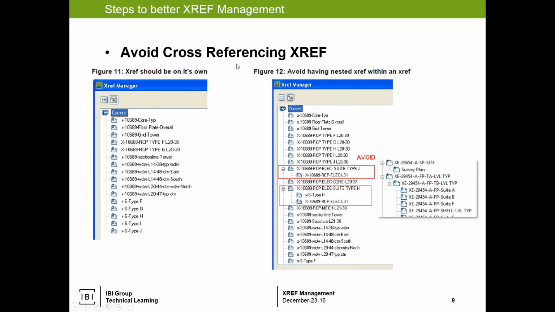Okay, avoid cross-referencing XREF, all right? XREFs should be on their own. For example, this is an older file. You notice that here, you should not have an XREF within an XREF, or an XREF within an XREF within an XREF. So this is pretty bad, okay? Because you're confused, you're not sure where it starts, and it makes it harder for everybody to analyze what is going on within your file. Avoid that.